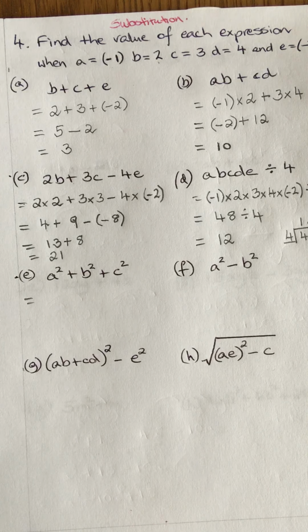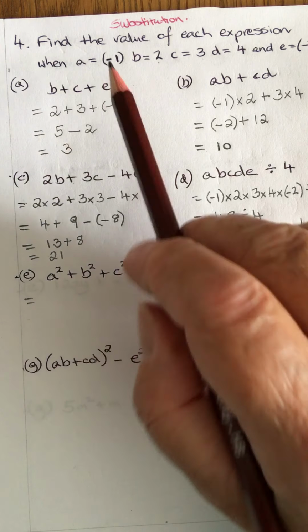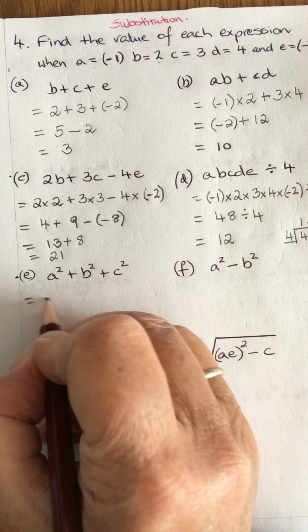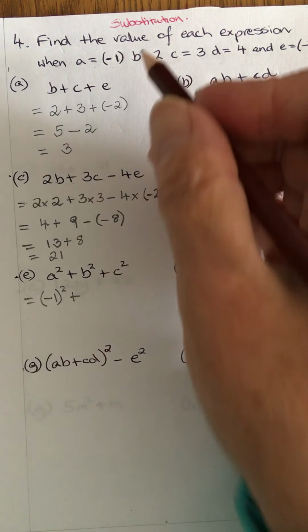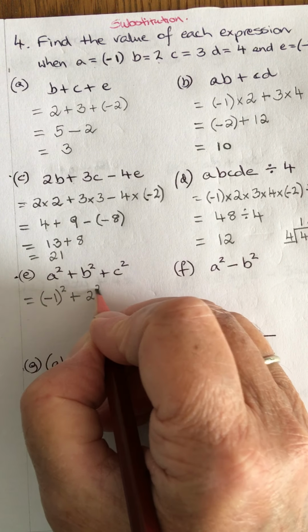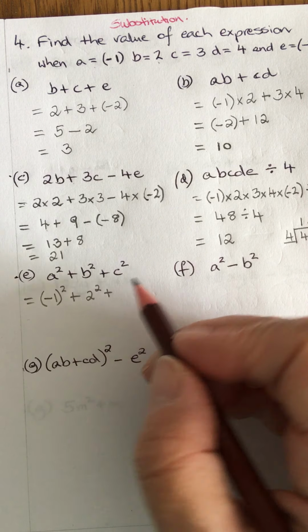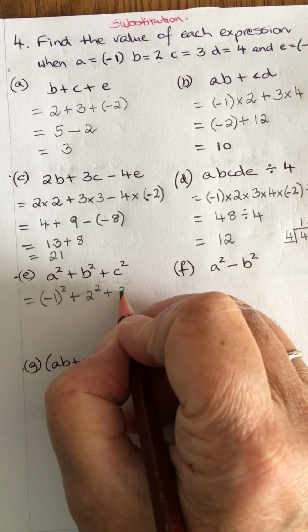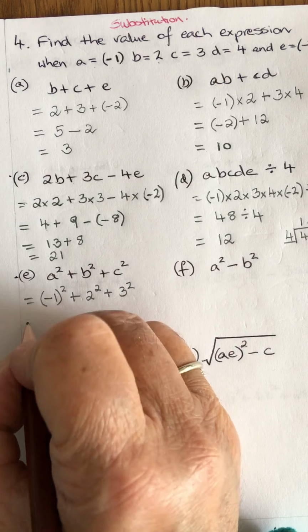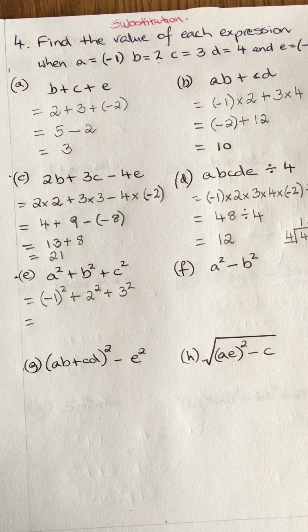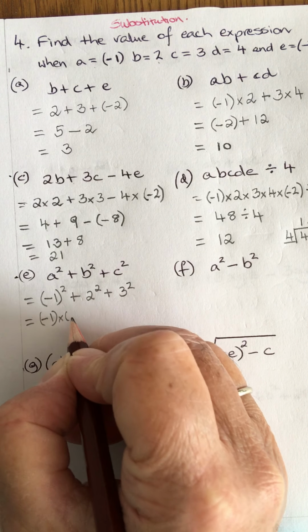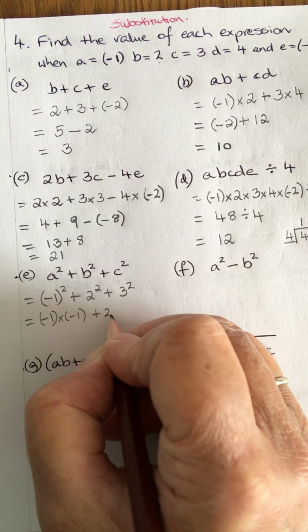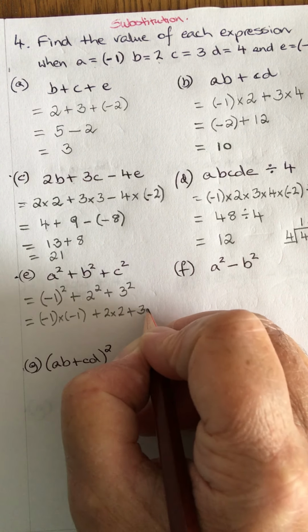Right, now we're on to a squared plus b squared plus c squared. So we're going to have to square the numbers. So a squared, a is negative 1, so it becomes negative 1 squared. Add. B is 2, so 2 squared. Add. C is 3, and it's squared as well. Okay, so remember, squaring means multiply by itself. So you've got negative 1 times negative 1 plus 2 times 2 plus 3 times 3.